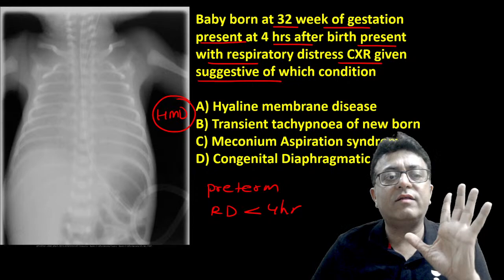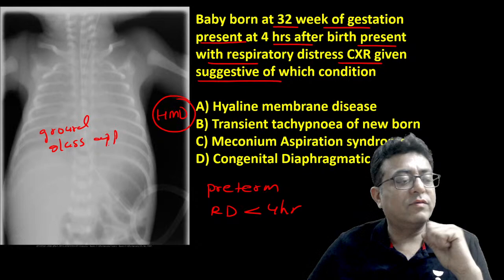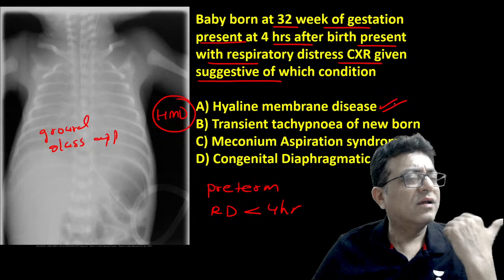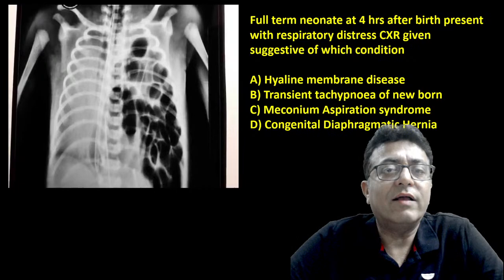Clear? Because what you are seeing is ground glass appearance, white out lung. Yes, this is hyaline membrane disease. Classical question. This X-ray was asked 3 times in the last 6 years in FMG. In the last 6 exams, 3 times you find this X-ray. So answer this.